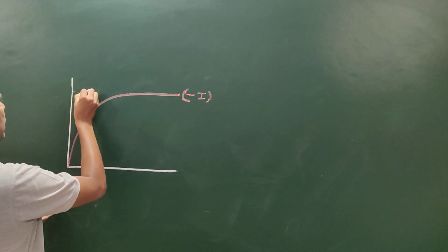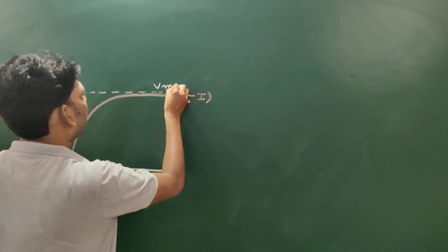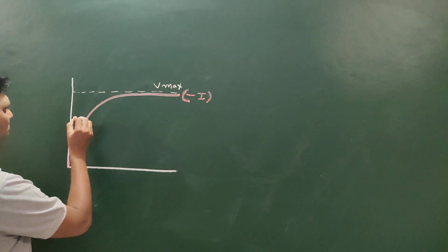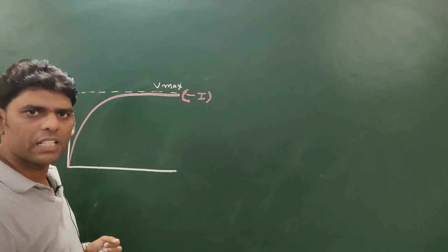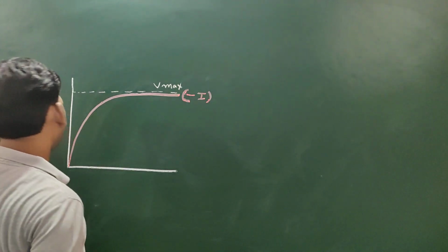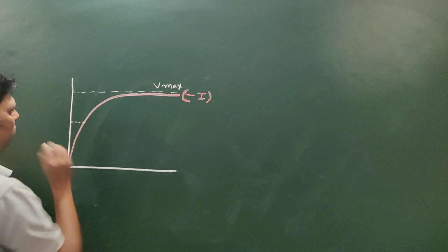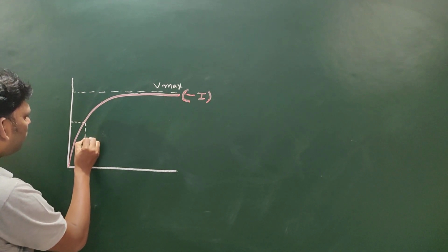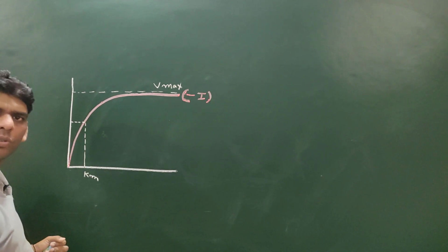And this is the Vmax. Okay, and students, as I told you, the Km is the half of the Vmax. Or you can say the Km is that substrate concentration at which the velocity is half of its maximum velocity. So here suppose that this is the Km. Okay, got it?